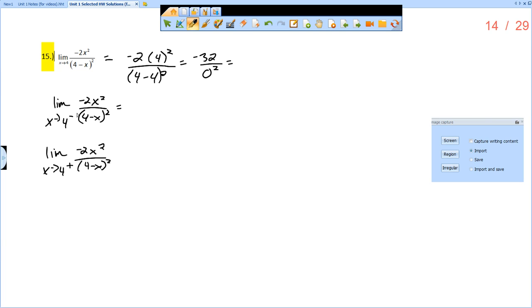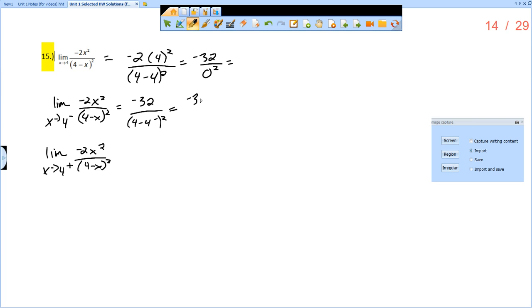So if I plug in a number to the left of 4, we are still going to approach -32. It doesn't really matter if we're approaching -32 from the left or from the right, because all of those numbers are negative, near -32. So I'm just going to write -32 in the numerator. In the denominator, I'm going to say, 4 minus 4 from the left, squared.